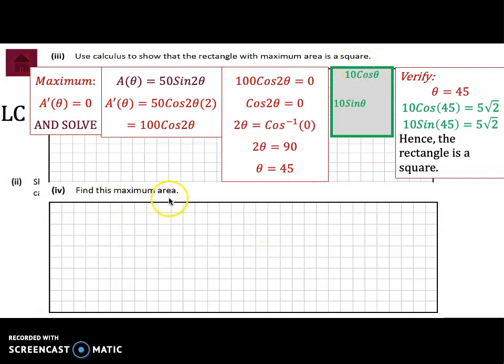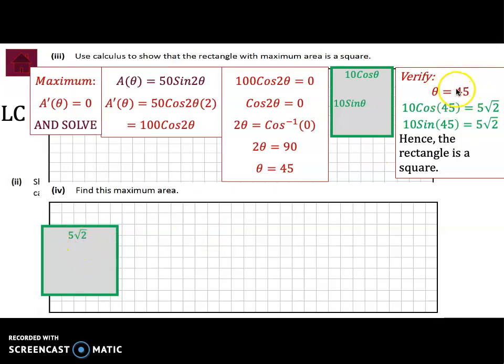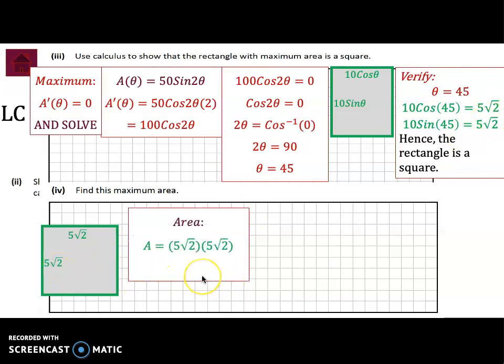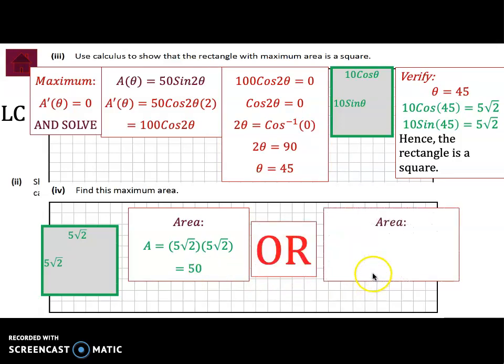Now it says, hence find the maximum area. Well, that's easy enough, right? For it to have a maximum area, the length has to be 5 root 2. We've shown it up there. The width is 5 root 2, so the area is just that by that. Very simple. But look, there's actually another way we could have done this. If you wanted to use the original function, the original function was 50 sine 2 theta. So if you just put 45 in there, you could actually get 50 as well. So either way is perfectly fine there.